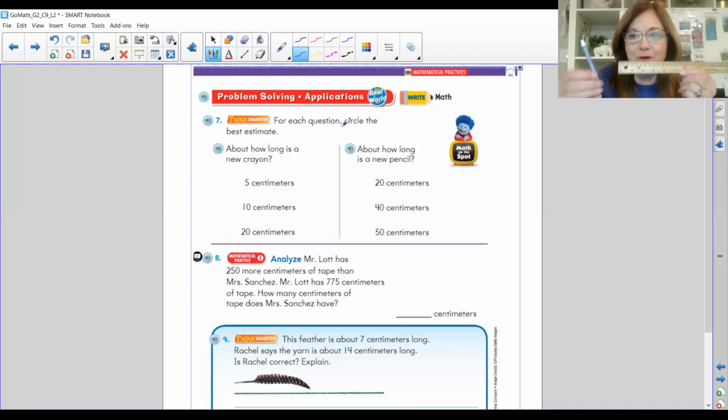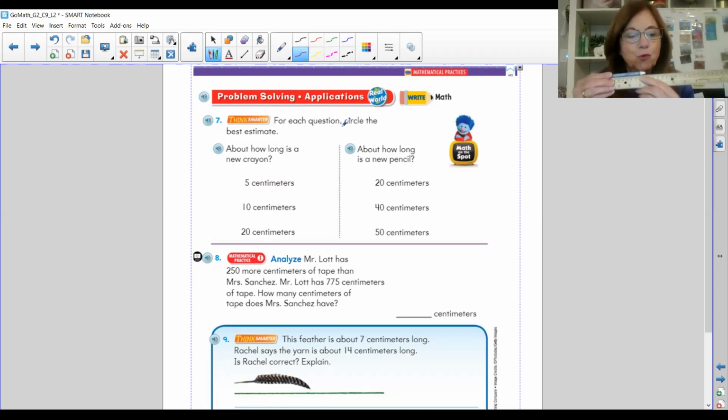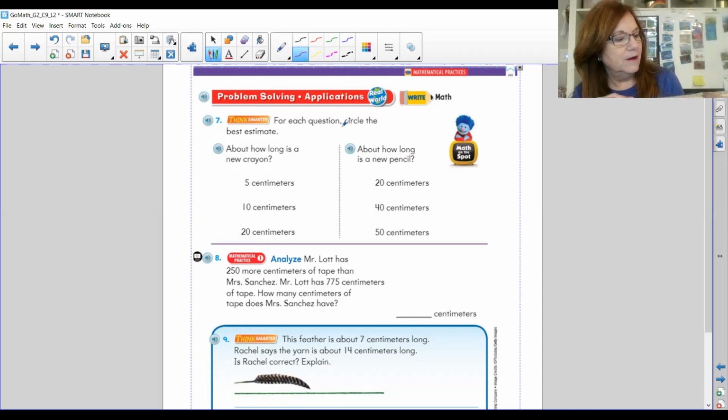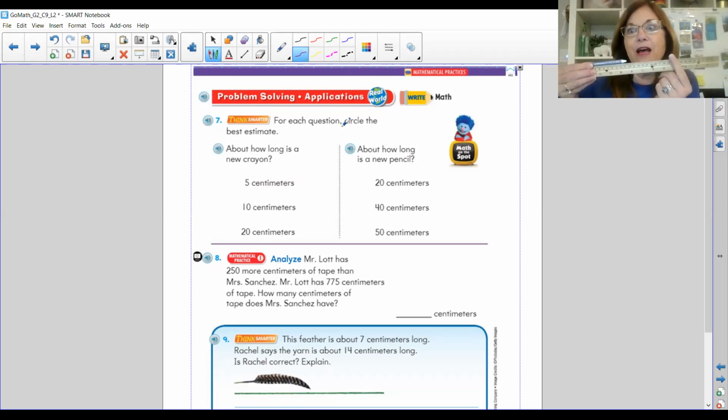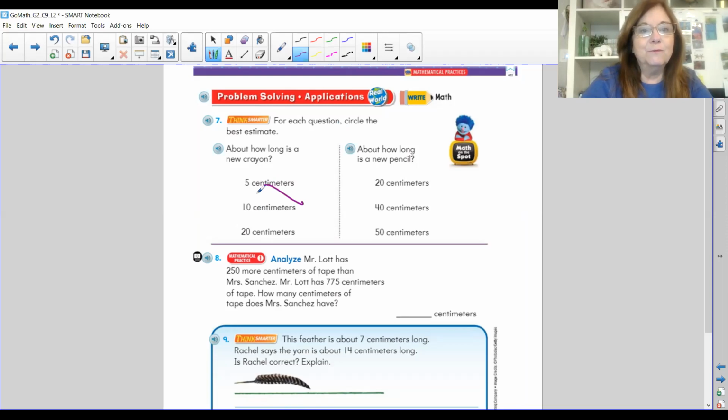And I have a new crayon, and it is just about 10 centimeters because 5 would be too short and 20 would be all the way out here. That would be a long crayon. It would break pretty easily. So we're going to circle 10 centimeters. Woo. There we go. And about how long is a new pencil?